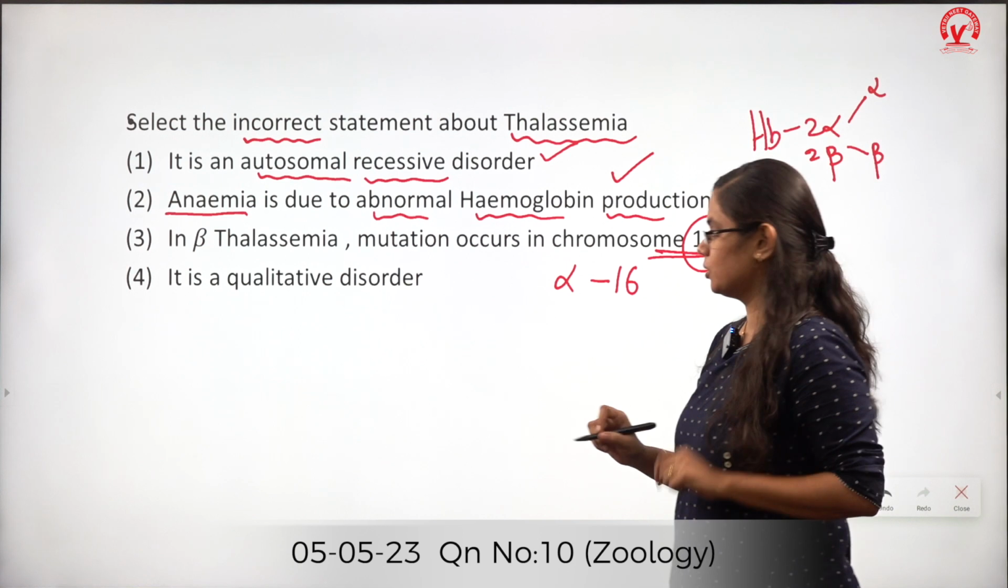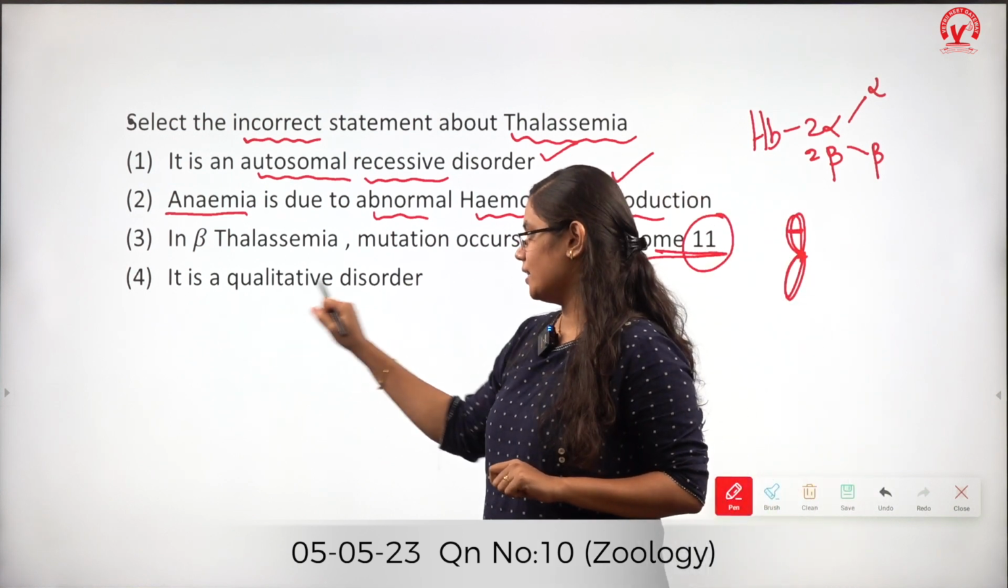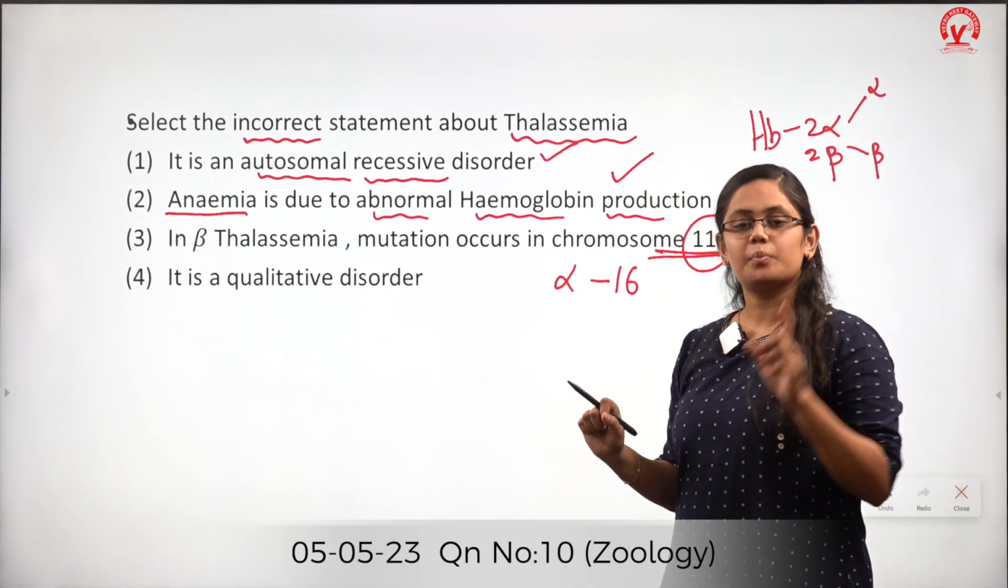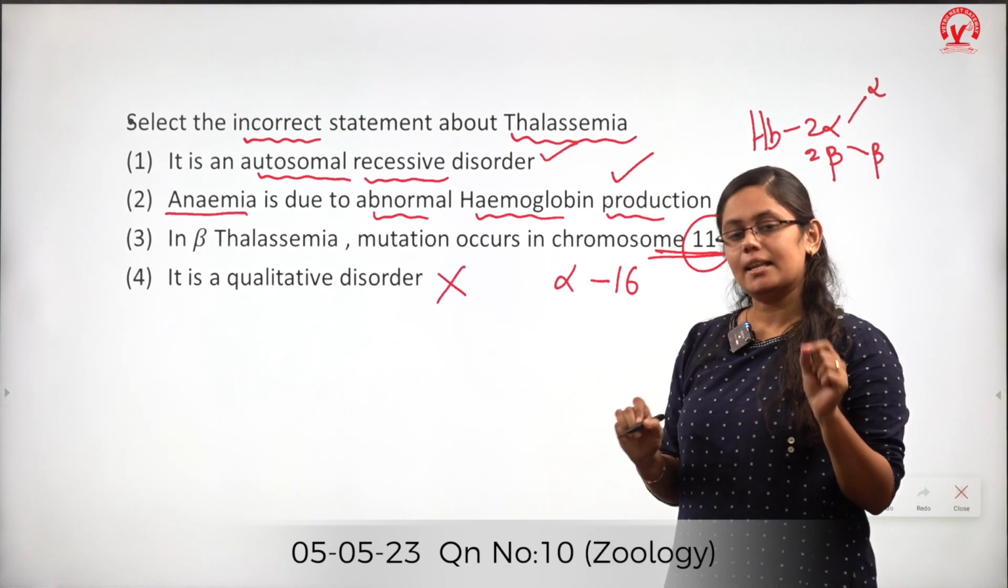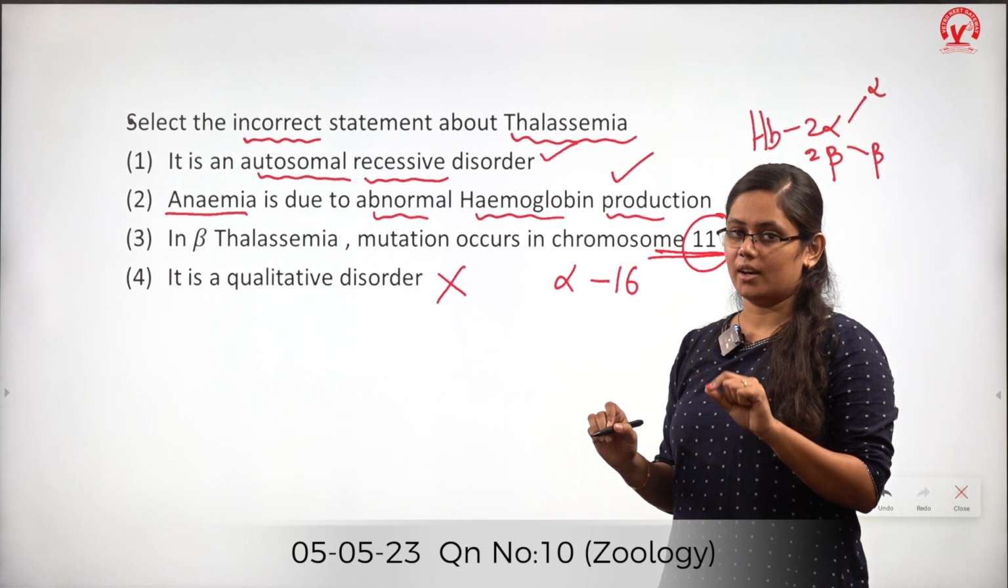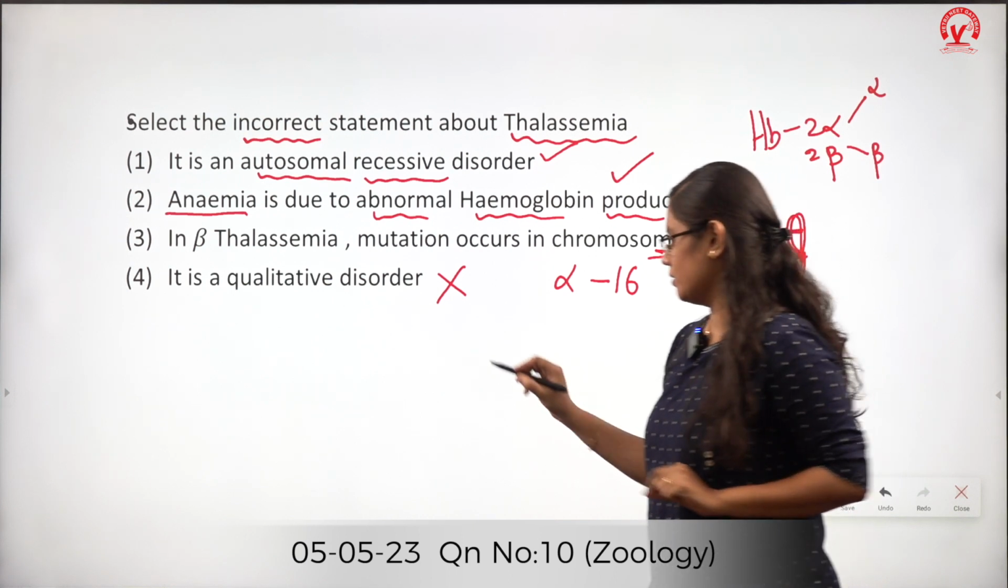So, the third point is also correct. It is a qualitative disorder. This point is wrong because sickle cell anemia is a qualitative disorder and thalassemia is a quantitative disorder.